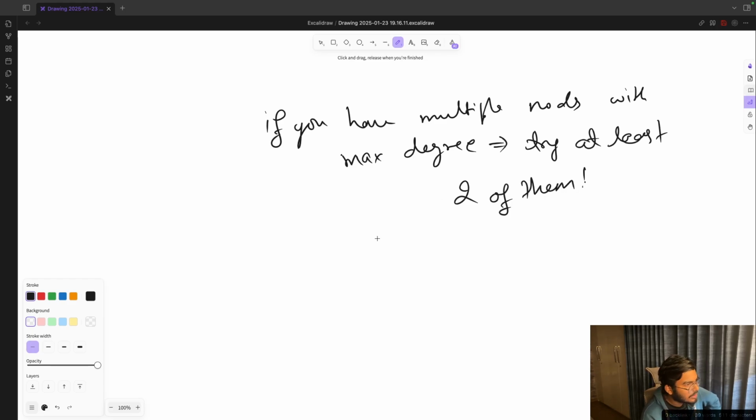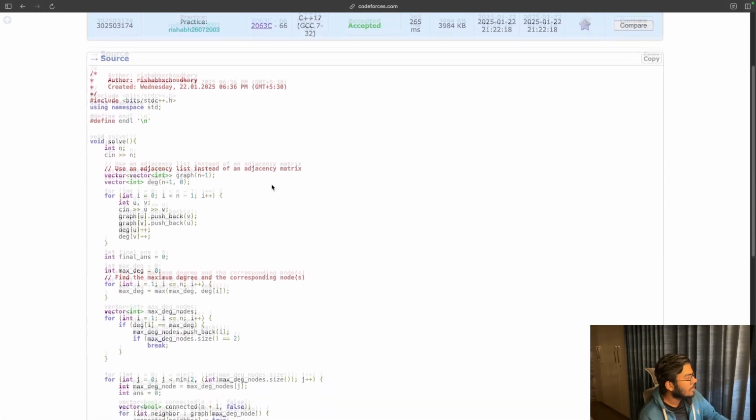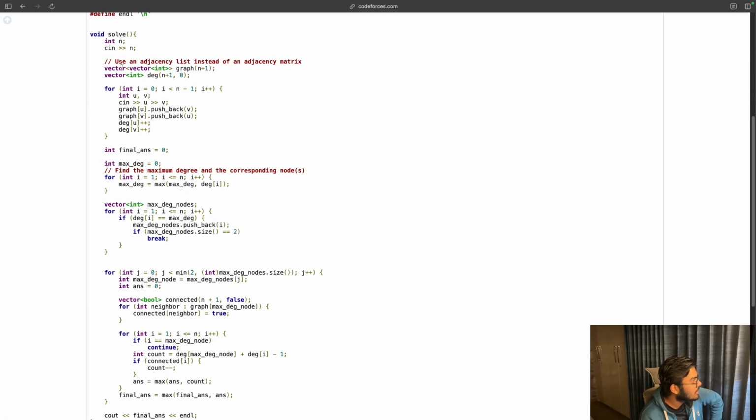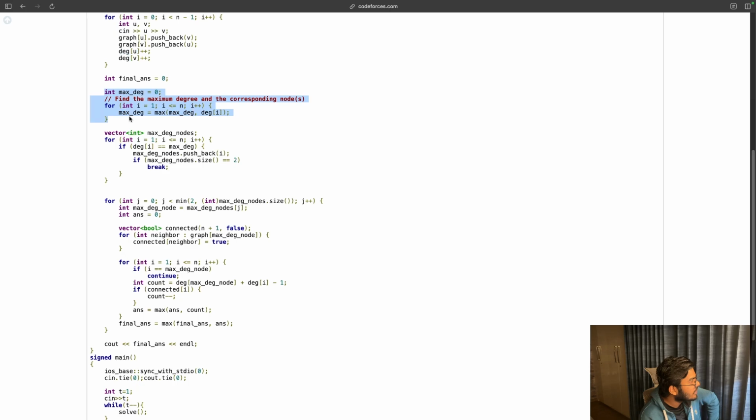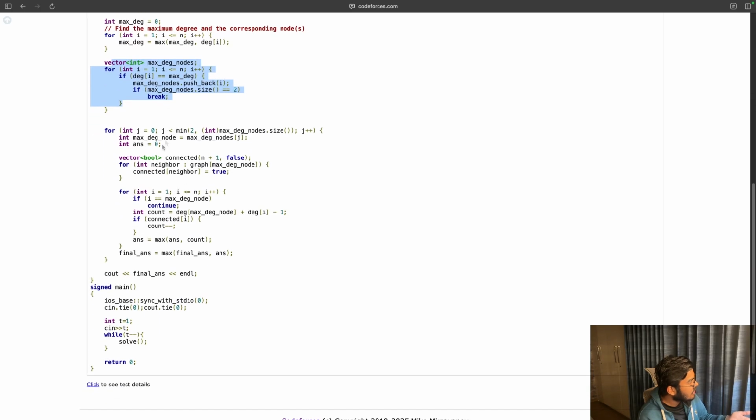Yeah, so that kind of completes the solution. I will just show you the code now. Okay, so first of all we will create a graph, obviously. Then you need to increase the degree. We will calculate the degree of each node, and after that we can find the node with the maximum degree. And since we want to find the number of nodes that have maximum degree, I will traverse them again and create a vector of those nodes that have the maximum degree, okay.